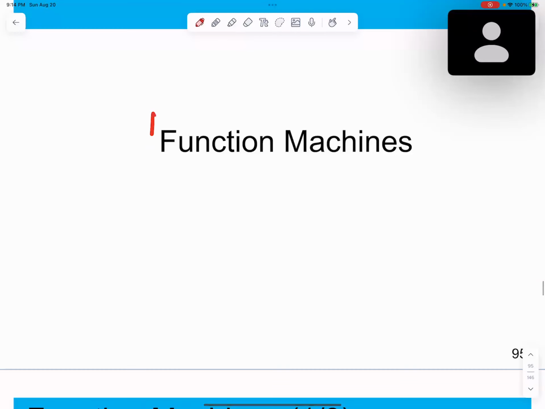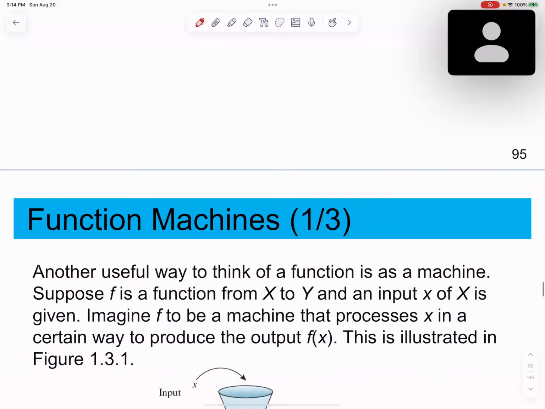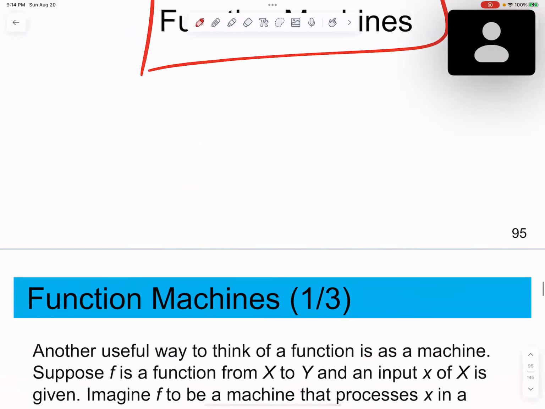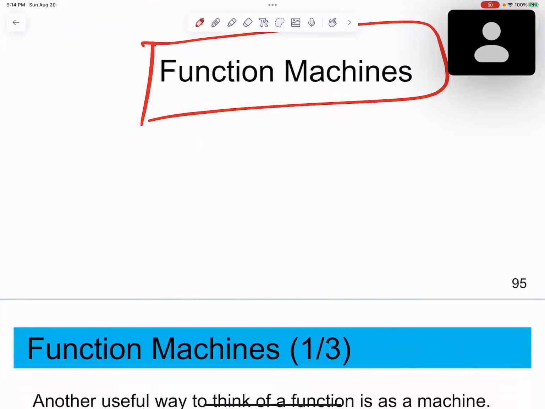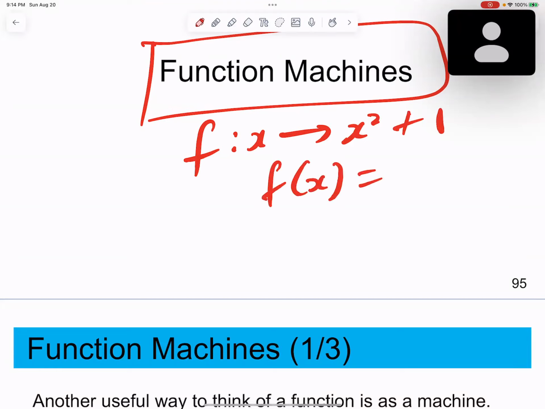And we have a function machine. A function is just a processing machine. For instance, if I define a function mapping x to what? x squared plus 1, I can write this as f of x equals x squared plus 1. It's the same thing.